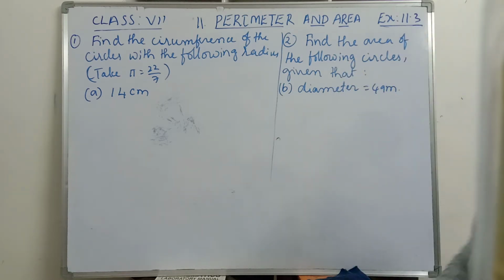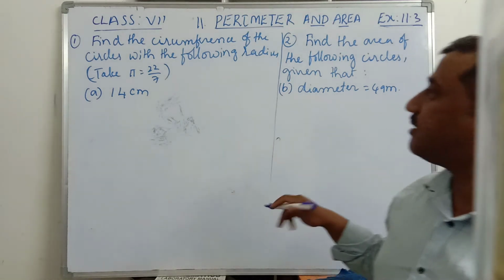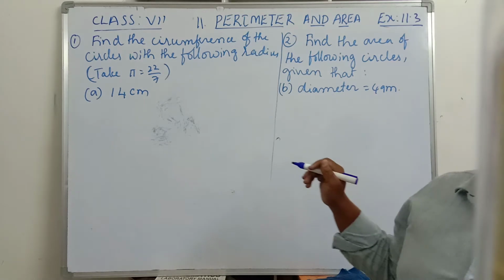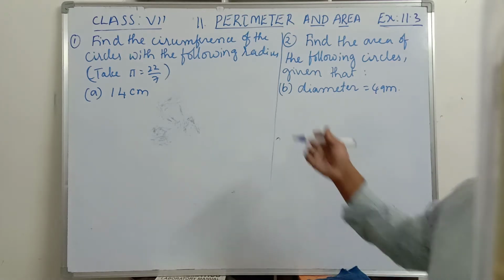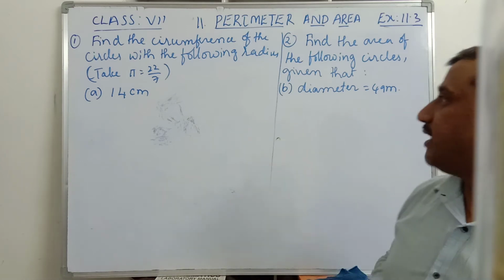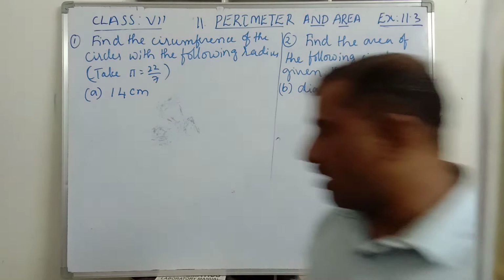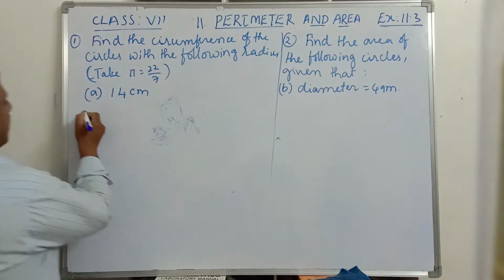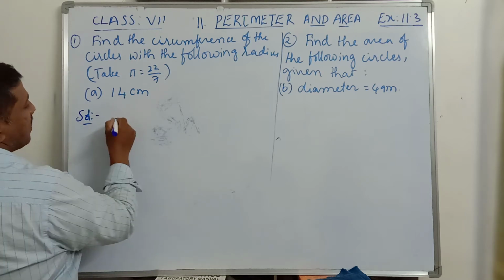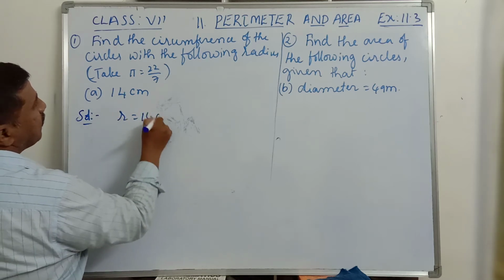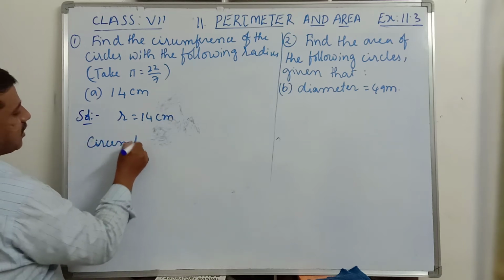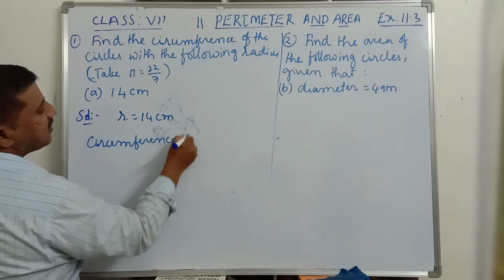The first question: find the circumference of the circles with the following radius. Take pi is equal to 22 by 7. In the first part there are three questions. The first question: the radius is given as 14 centimeters, and we have to take pi as 22 by 7. Radius r is equal to 14 centimeters. What we have to find is the circumference of the circle.